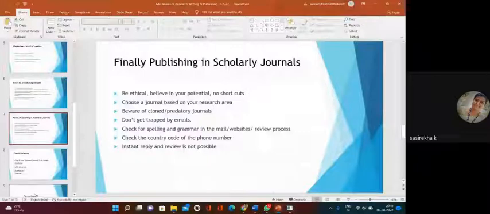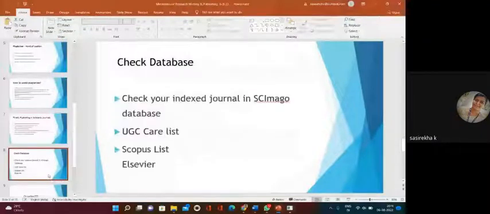The same I'm sharing with the participants also, so that they avoid getting trapped with fraudulent journals. And all right, so then how to check the authenticity of these journals?